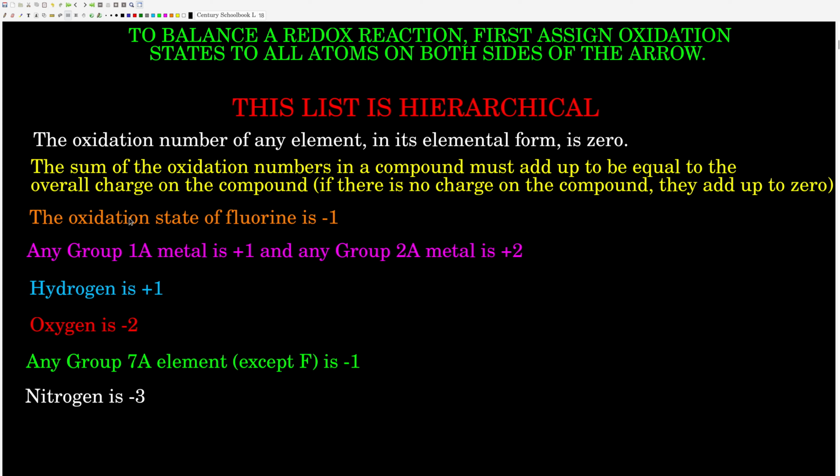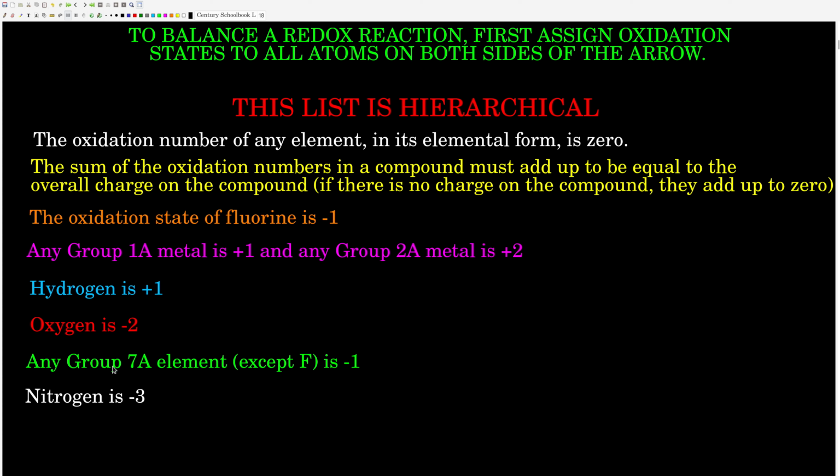And next we have rules for the oxidation states of specific elements. So fluorine's at the top of the list. Its oxidation state is -1. Next, 1A metals, so potassium, sodium, and so on, are +1, and 2A metals, so magnesium, calcium, strontium, and those are +2. Hydrogen's +1, oxygen's -2.